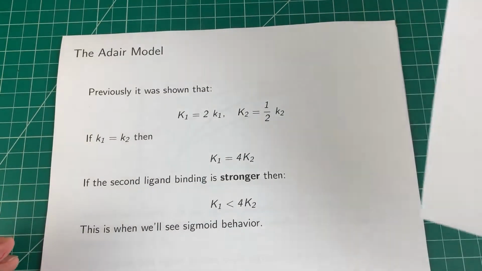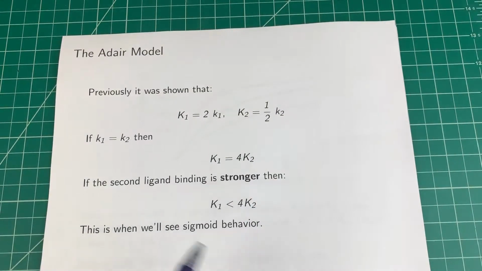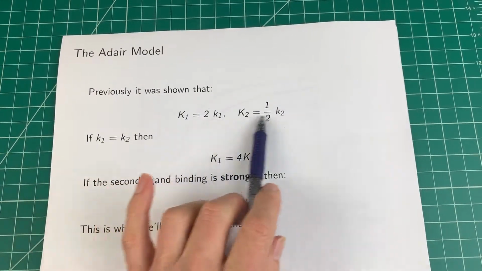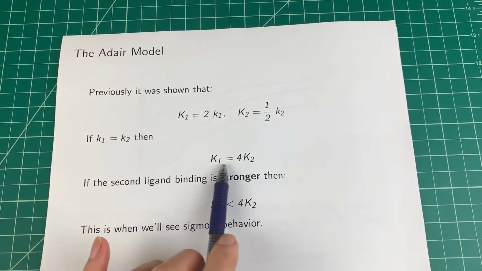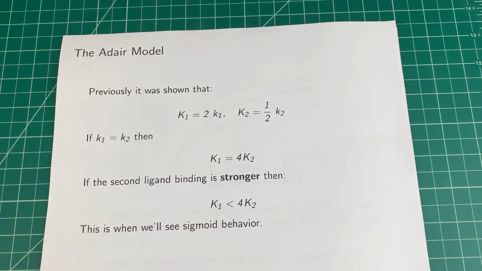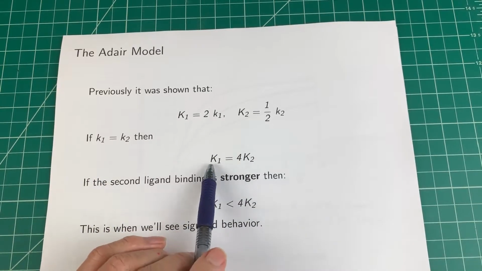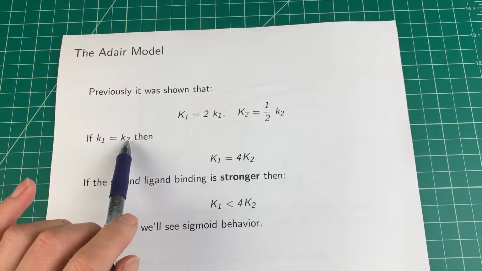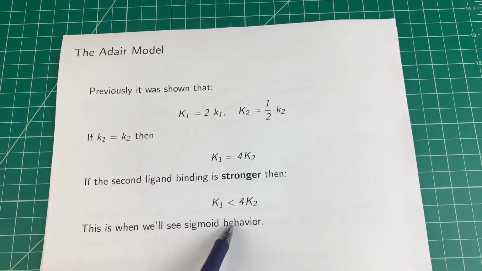Now, when would we get a sigmoid response? Remember that I showed you these, and in fact, if you set k1 to k2 for the case where there are no interactions, you get this relationship between K1 and K2. This is one of the main points of the previous video: even though the microscopic constants are equal to each other, the macroscopic ones won't be, due to statistical effects of the binding and unbinding. Now, it turns out if the second ligand binding is stronger, in other words, this term here is bigger than this one, then we'll see sigmoid behavior.